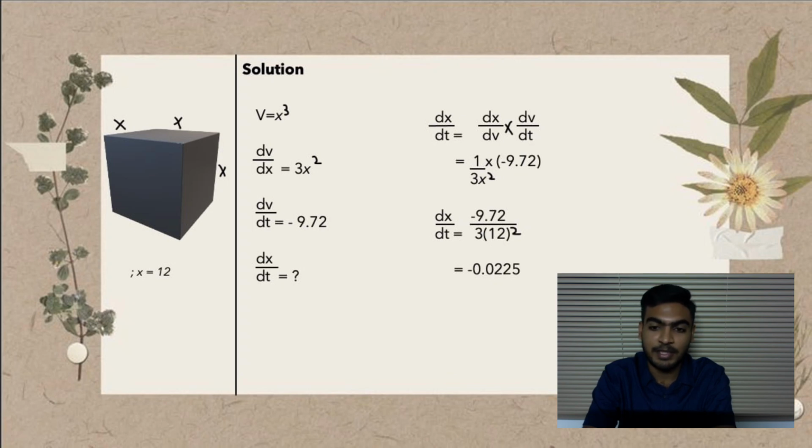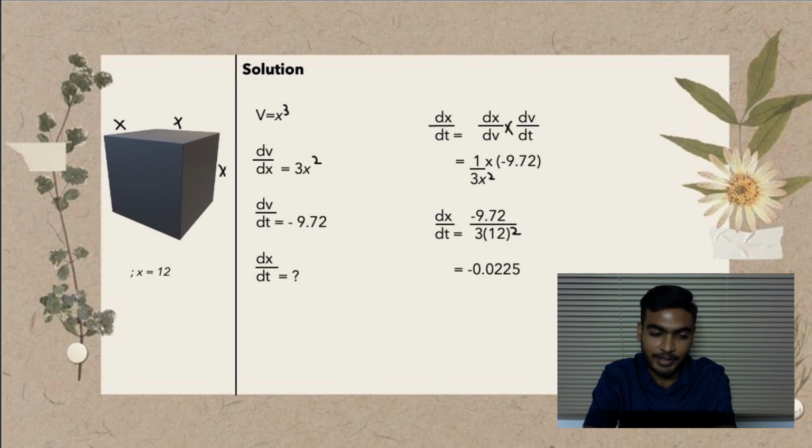Since we have dV/dx, it's easy to get dx/dV by changing it to 1 over 3x squared. We can get dx/dV. So we have dx/dV right now and dV/dt, and we can start to multiply dx/dV with dV/dt.